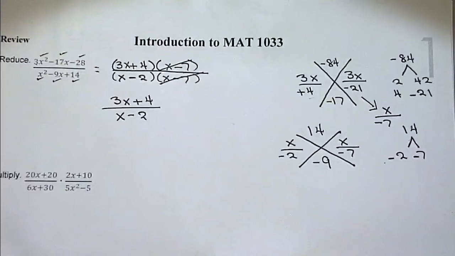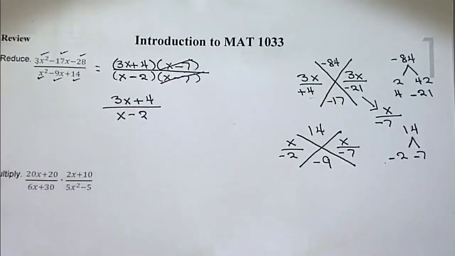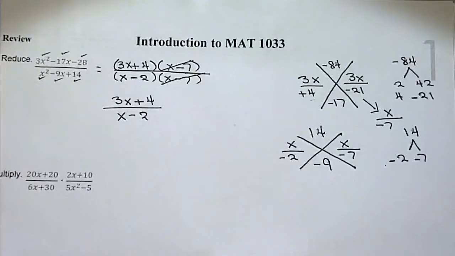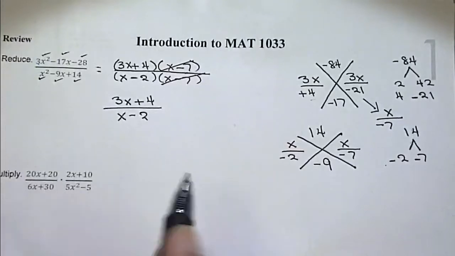So now I've got 20x plus 20 over 6x plus 30 times 2x plus 10 over 5x squared minus 5. The fact that it's a fraction times a fraction should not bother you, because multiplication is what glues everything together. I'm looking at the fact that maybe I can look at GCFs in these things and factor. I've got to factor it down as far as it can go, and then I can reduce, as long as it's all multiplication in the numerator, all multiplication in the denominator. And that multiplication between the fractions takes care of that.